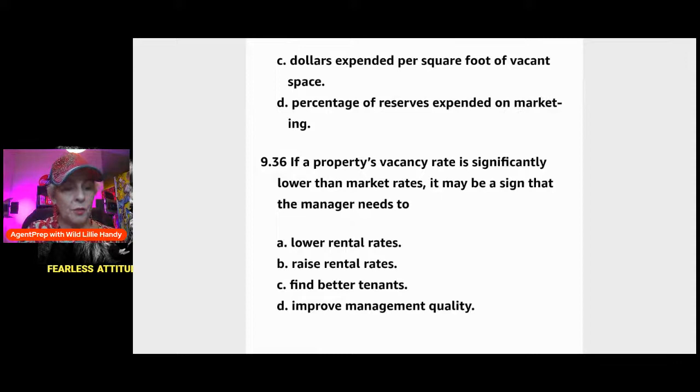Raise rental rate. So vacancy rates are directly related to demand and competitive supply in the market. Okay, economic supply and demand. If vacancy rate in the market property are too high, the manager may have to lower rates or identify problems in the property or its management that are contributing to vacancy level. On the other hand, if the property vacancy rate is significantly lower than market rates, the manager may conclude that higher rental rates are called for.